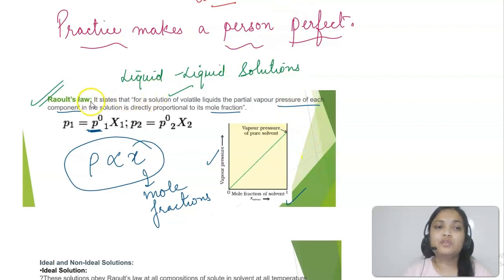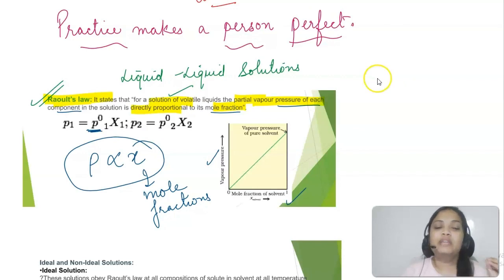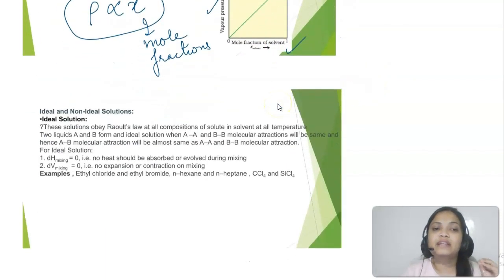So this is Raoult's law that we studied in the last class: for a solution of volatile liquids, the partial vapor pressure is directly proportional to the mole fraction. Now, if I talk about ideal and non-ideal solutions, we are basically talking about liquid-liquid solutions. In that case, the first one is an ideal solution.